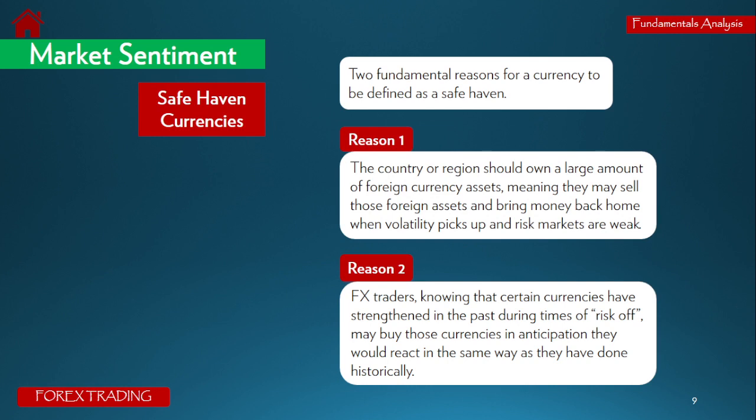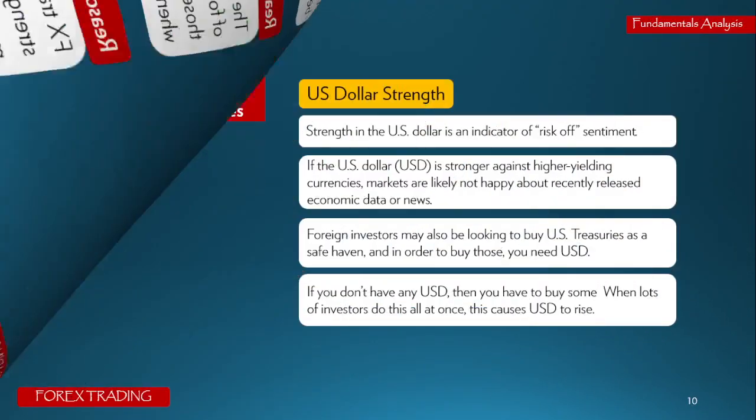There are fundamentally two reasons why we define them as safe haven. Number one, the country or region should own a large amount of foreign currency assets, meaning they may sell those foreign assets and bring money back home when volatility picks up and risk markets are weak. Reason two could be that forex traders, knowing that certain currencies have strengthened in the past during times of risk off, may buy those currencies in anticipation they would react in the same way as they have done historically.